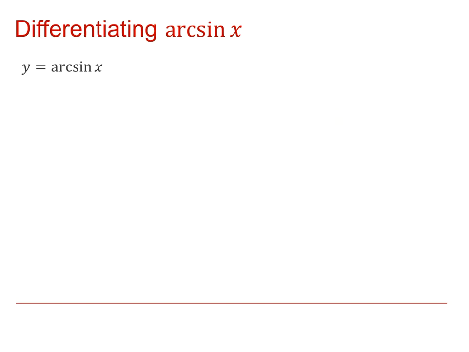Well, the way to proceed is to realize that if y equals arcsin x, then we can take sines of both sides, so that sine y must be equal to x. Arcsine and sine are inverse functions of each other, so therefore sine of arcsin x is just equal to x. We can now differentiate both sides with respect to x, but of course on the left hand side we're going to need to use implicit differentiation. So differentiating sine y gives us cosine y multiplied by dy by dx, and that must be equal to the derivative of x, which is 1.